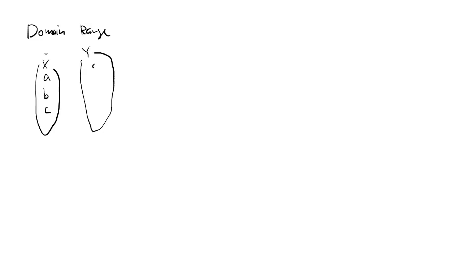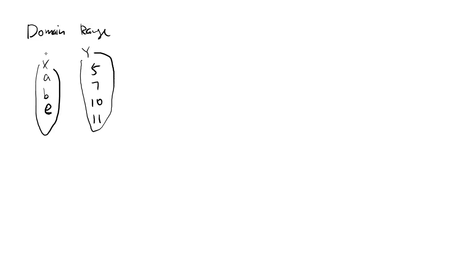So let's say you had some function from A, B, C to 5, 7, 10, 11. I don't know why I'm always using A, B, C. You could just do A, B, E. Yeah, it doesn't have to be A, B, C. It could be any other thing. You could have numbers here.